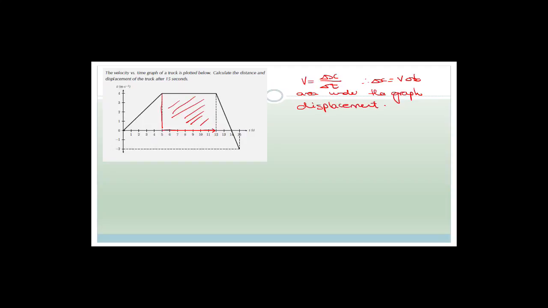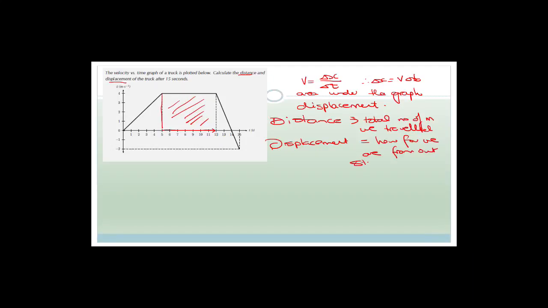And then the other thing we need to think about is what is the difference between distance and displacement. Now, distance is the total, how far we traveled, the total number of, in this case, meters we traveled, right? Whereas displacement is how far we are from where we started. Displacement equals how far we are from our starting point. Okay, so let's start off by working out our distance. Now the distance, like we said, is the area under the graph.